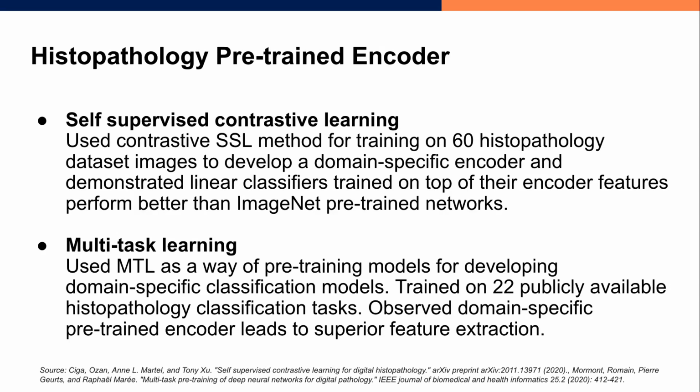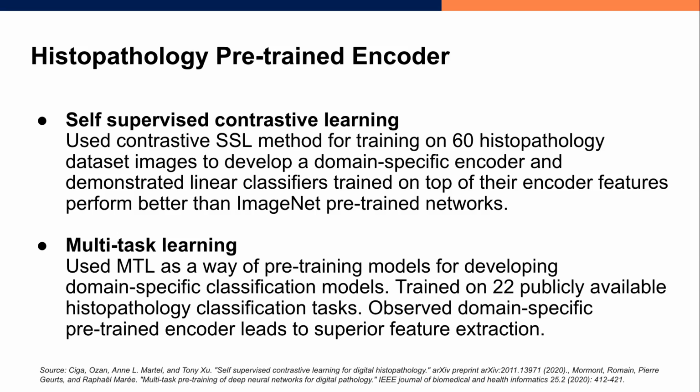Ciga et al. used a contrastive self-supervised learning method for training on 60 histopathology image datasets to develop a domain-specific encoder, demonstrating that a linear classifier trained on top of their encoder features performs better than an Imagenet pre-trained network. We use their publicly released weights of pre-trained DenseNet 18 for our experiment.